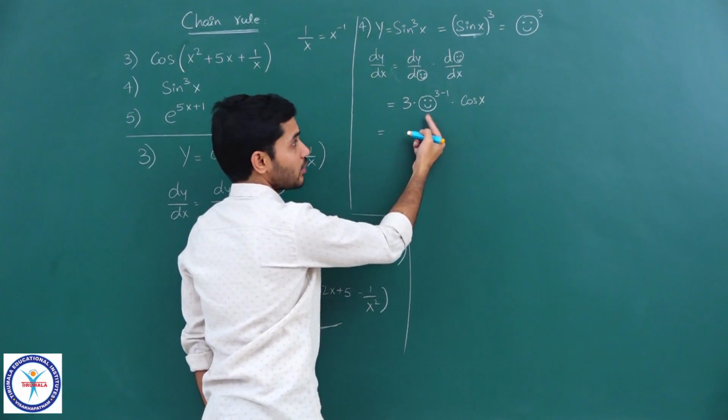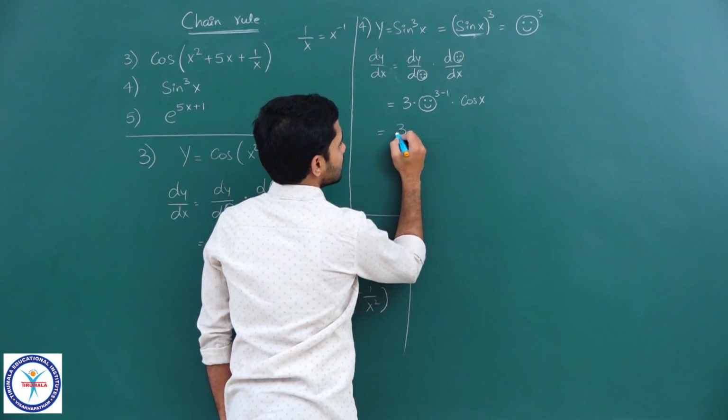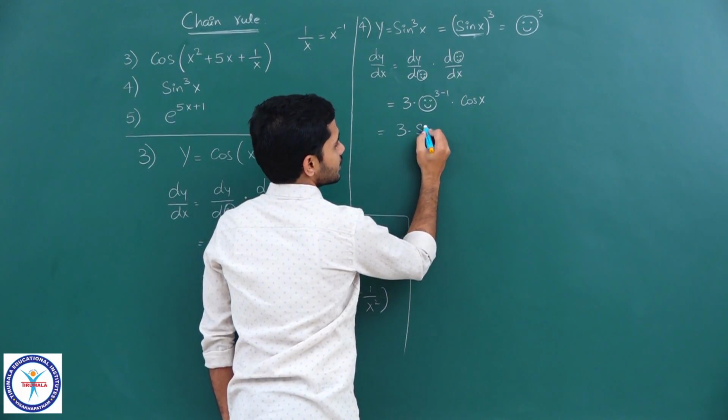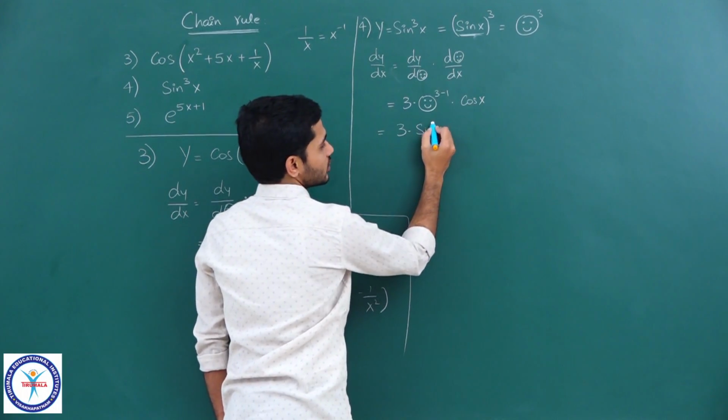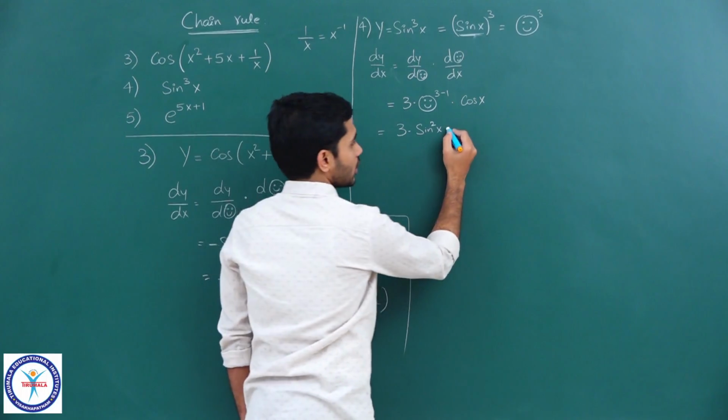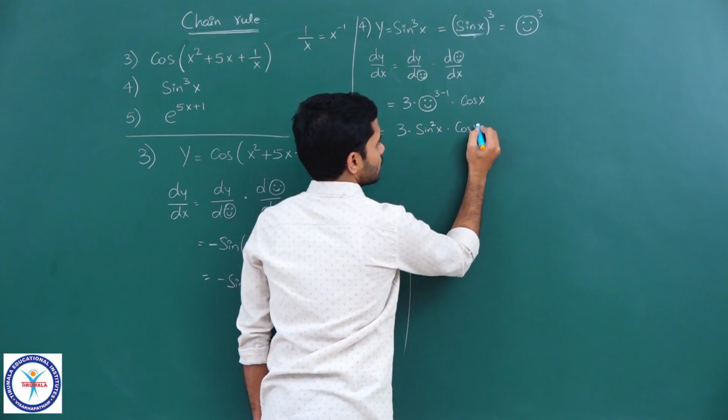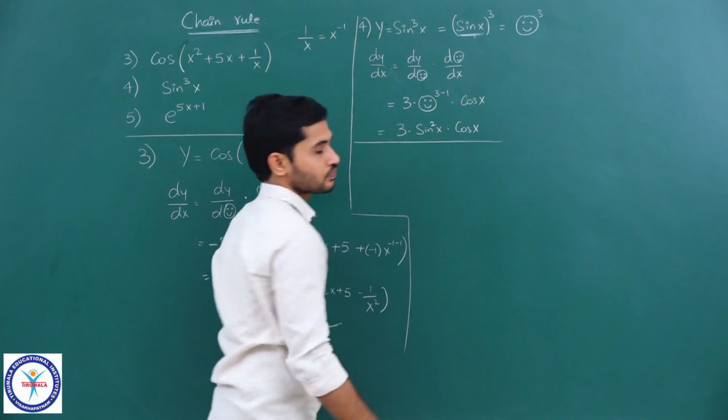Substitute the value of smiley back. So, I would be getting 3, smiley is sin x, so sin x whole square, which is sin square x, into cos x. So that's it, that would be the answer, right.